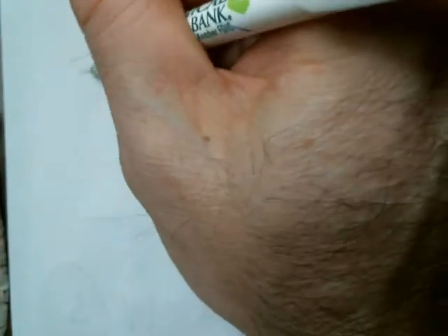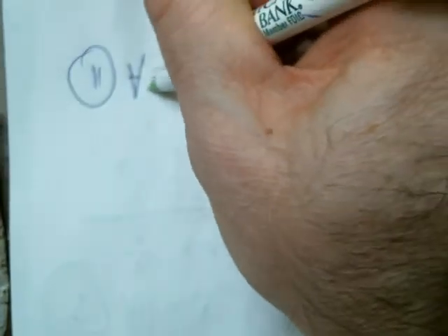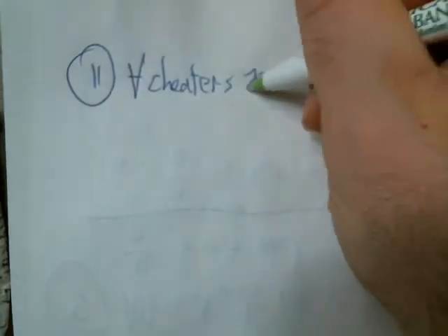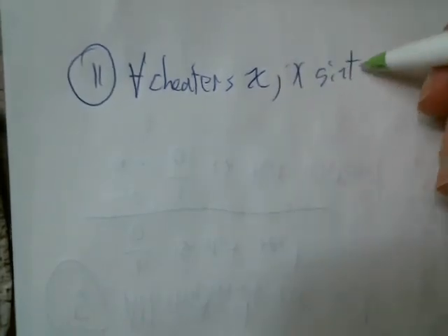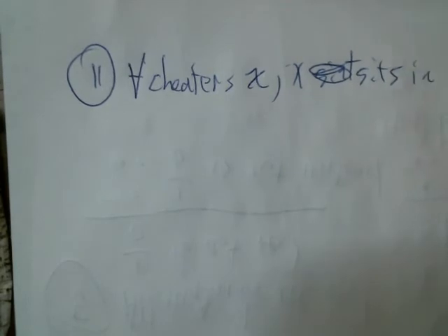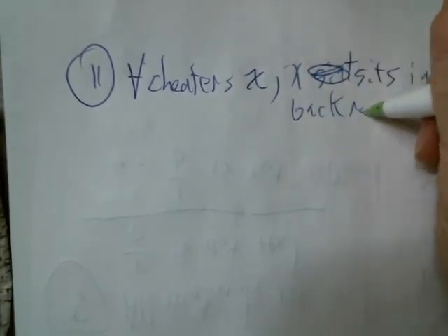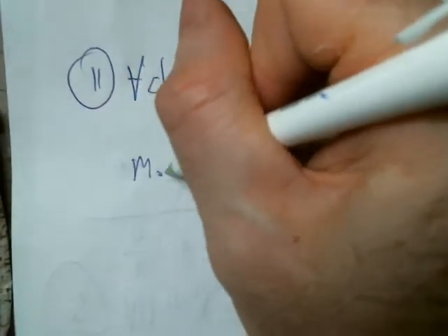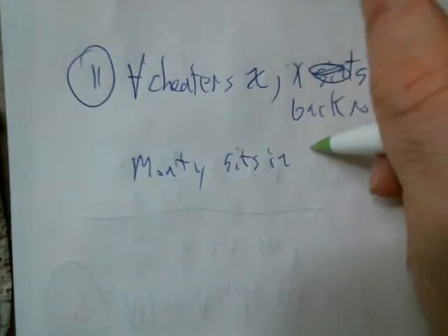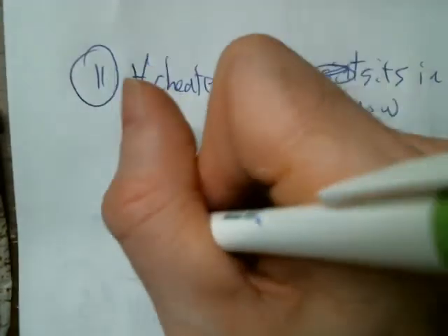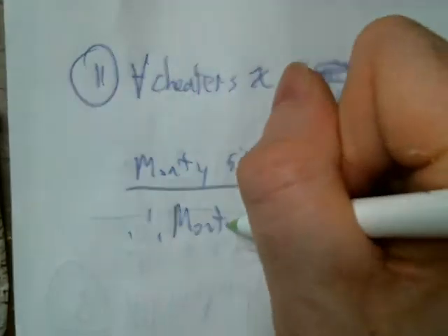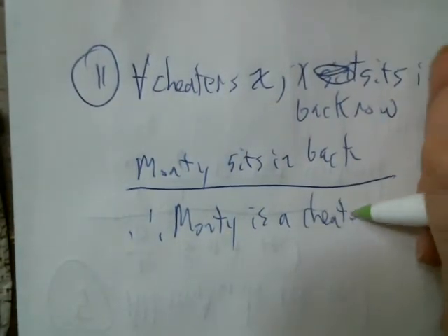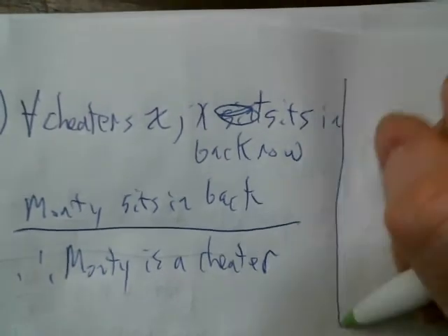Two more, and we'll move on to something else. Let's look at number 11. For all cheaters x, x sits in the back row. Monty sits in the back row. Therefore, Monty is a cheater. So you hope your teacher doesn't think this way if you sit in the back row.